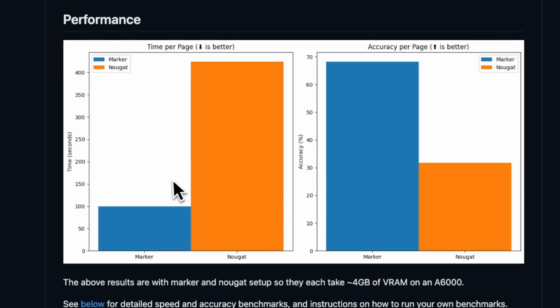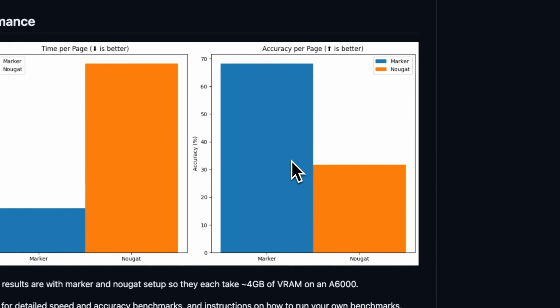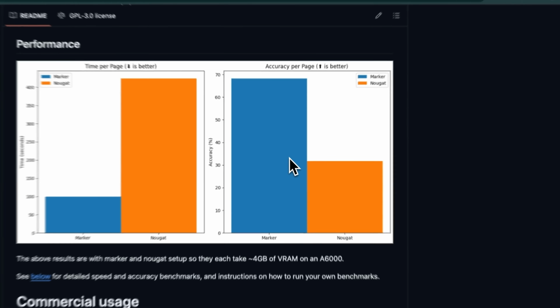And here is how it performs compared to Nougat. It's much faster. One page of text will take about 100 seconds compared to about 400 seconds when you try to do that using Nougat. And the accuracy is almost double that of Nougat as well.